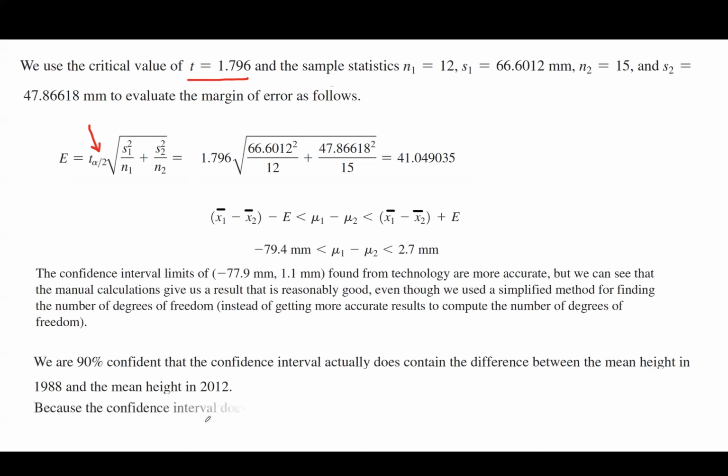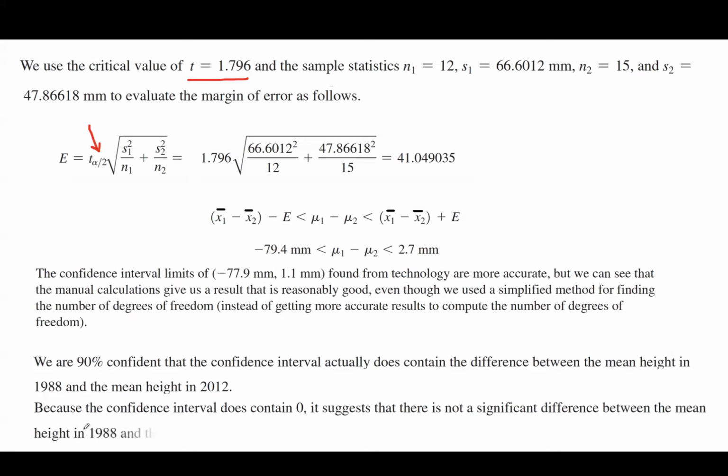Since the confidence interval does contain 0, it suggests that there isn't a significant difference between the mean heights in the two populations. So again, as long as your confidence interval contains 0, it means that there is not a significant difference between two population means. So that's how we calculate the confidence interval for the difference between population means.